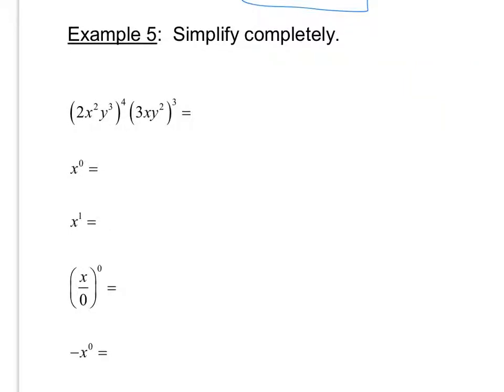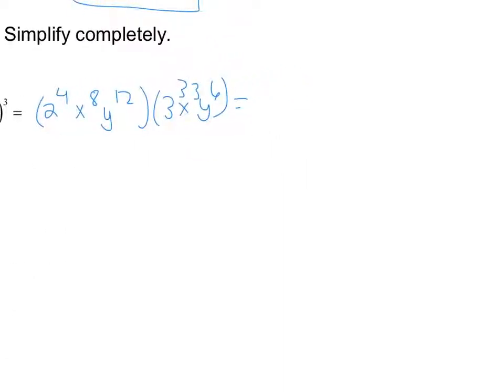Alright. So here, first thing we've got to do is simplify this one and simplify this one. So keep it in parentheses. So here we'd have 2 to the 4th, x to the 8th, y to the 12th, times 3 to the 3rd, x to the 3rd, y to the 6th. Okay? And then that would be 16 x to the 8th, y to the 12th, times 27 x to the 3rd, y to the 6th.